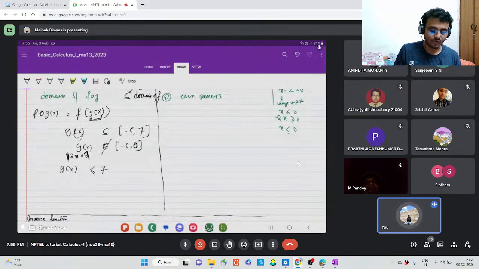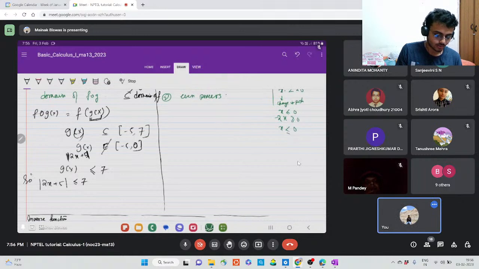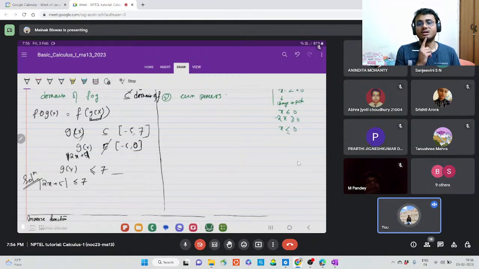So what will we do? We have already done a question like this, 2x plus 5 is less than 7. This is the solution to this. How will I do it? Again, we have already done this in the first part. I think that time Prarthi or Tanushree answered. Now someone else. What should I do?